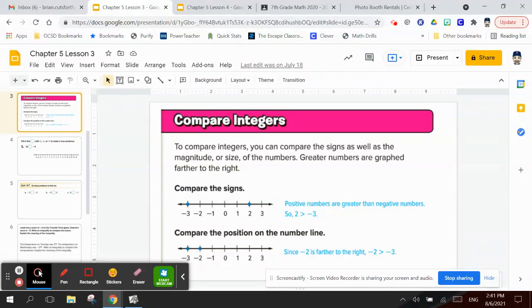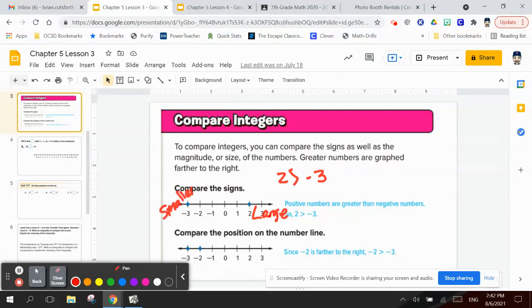So when we talk about comparing integers, you can compare the signs as well as the magnitude or size of the number. Greater numbers are graphed further to the right. So as you can see, 2 is graphed over here, negative 3 is here. So 2 is greater than negative 3. Large numbers are on this side of 0. Smaller numbers are on this side of 0. Okay, so you can compare the positions on the number line.